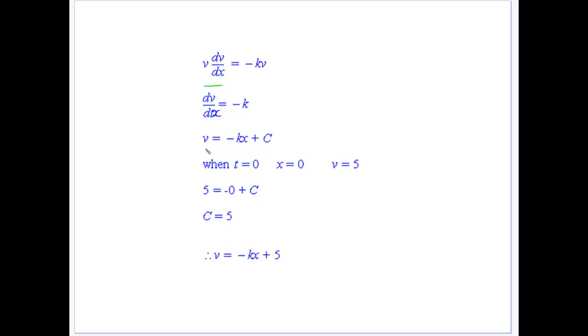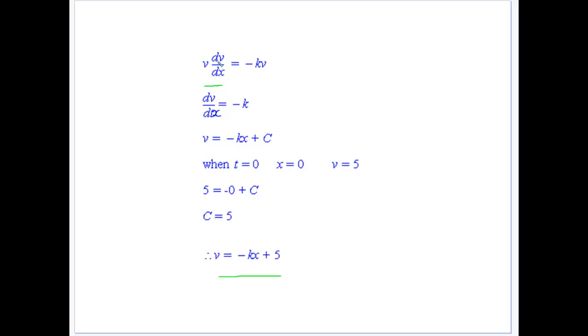The integral there just gives us v equals minus kx plus a constant, and when t was equal to 0, x was equal to 0, and v was equal to 5. So we can write 5 is equal to minus 0 plus c, or c is equal to 5, and v then would equal minus kx plus 5. So that one worked out really nicely.